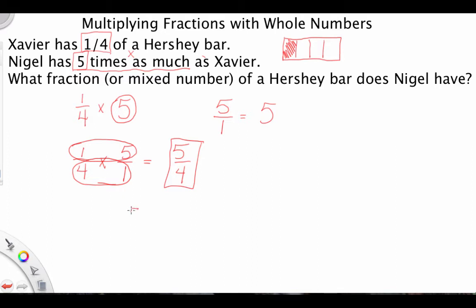We have to do 5 divided by 4, and we get 1. 4 times 1 is 4. 5 minus 4 is 1, so our remainder is 1/4. So 5/4 is the same as 1 and 1/4. So if we were to answer that in a complete sentence, we would say Nigel has 1 and 1/4 of a Hershey bar, which is a lot more than Xavier.